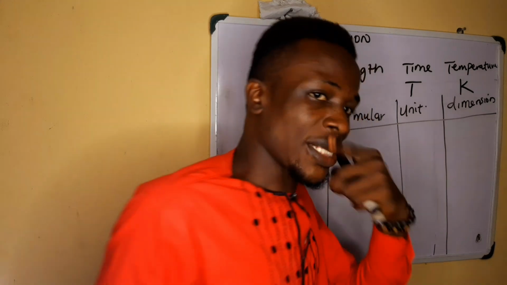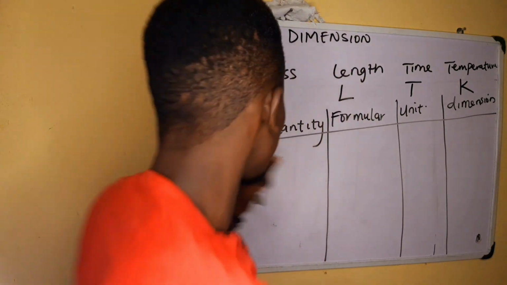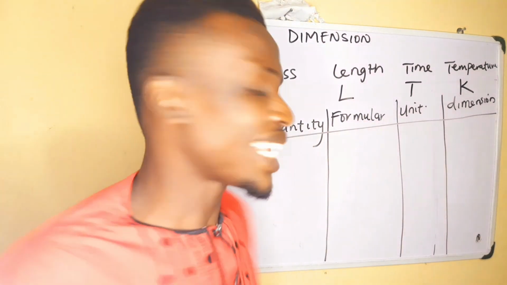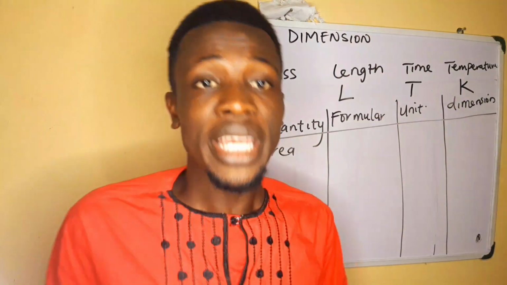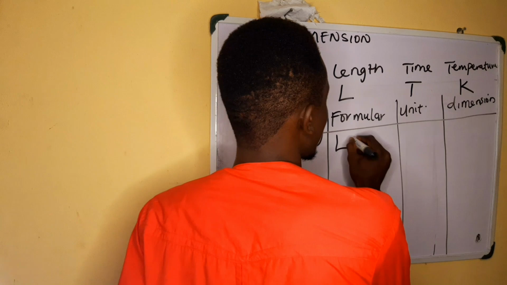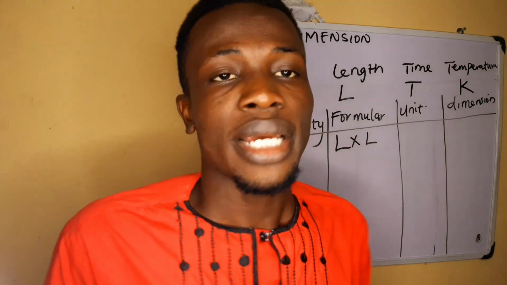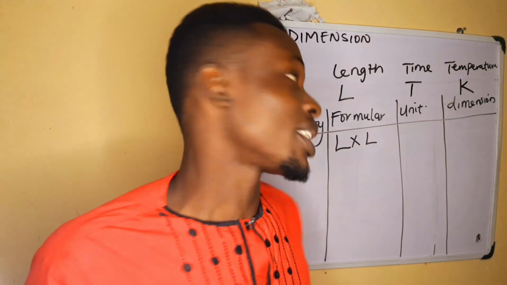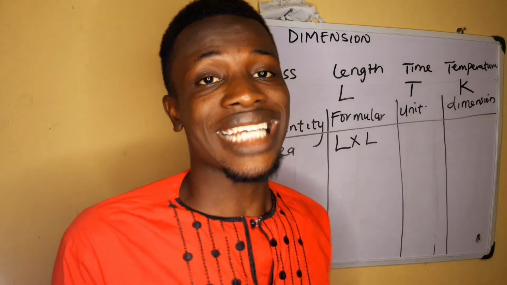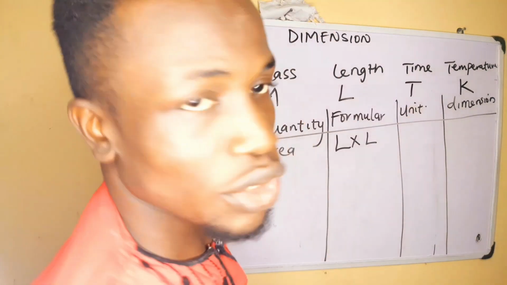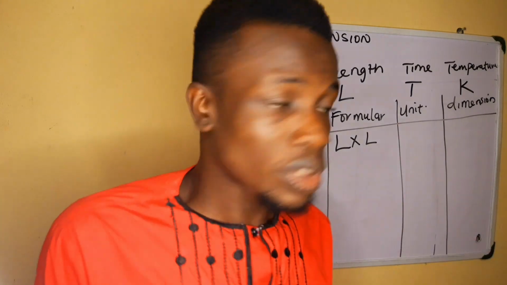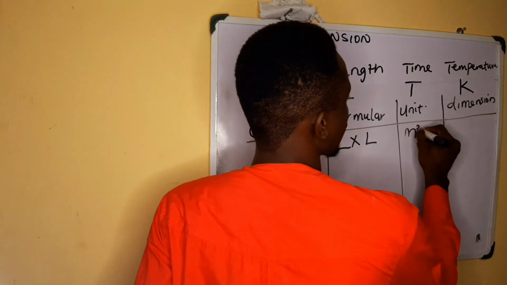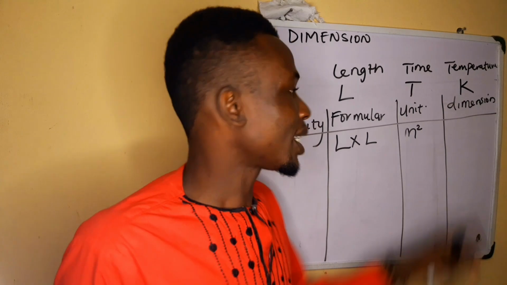So the first quantity that we're going to consider today is area. Now, what is the formula for area? Area is actually length times length. This is basically for a square, so I'm using that as a standard. So what is the unit? The SI unit of every area, mostly, is m squared, that is meter squared.